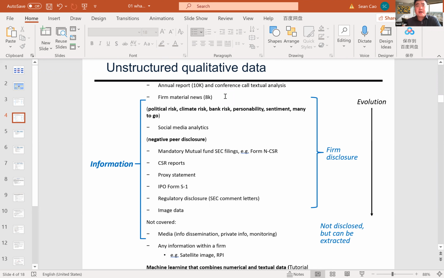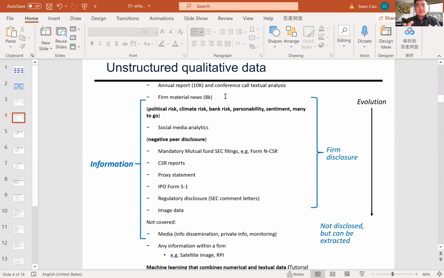The data can help you to measure the political risk of the firm. The data can help you to measure the climate risk of the firm. The data can also help measure the personality of the CEOs. So, for example, you guys see how I talk. Oh, Sean is kind of not an introverted person. Sean is outgoing. I like to talk. I keep talking. So from my talking, you can kind of sense my personality, right? You can do the same to measure CEO personality. From the CEO's talking style, you can measure the CEO's personality, their style, whether they are introverted or outgoing.